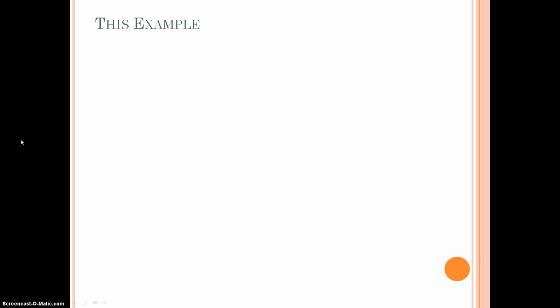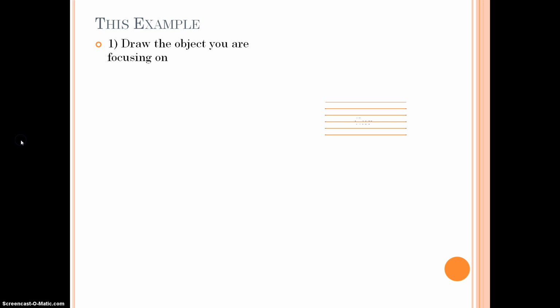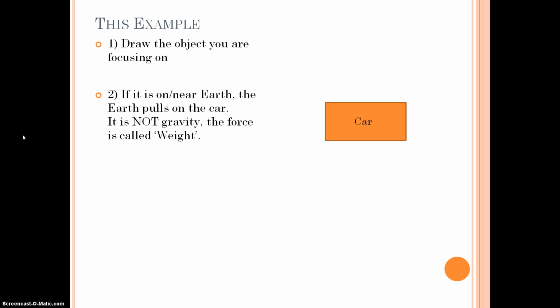So with this example, step 1, draw the object you're focusing on. There's my car. It is pretty. Step 2, if it's on or near the Earth, the Earth pulls on the car. It is not gravity. Let's not call it that. The force is called weight. Let's add it in. And again, let's take a little note on the side. Weight, the force of the Earth on the car.